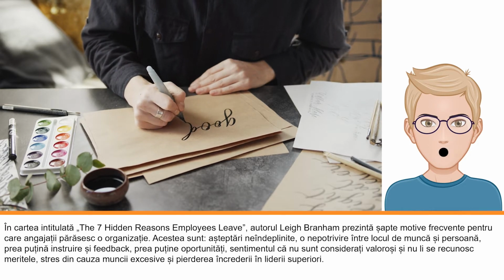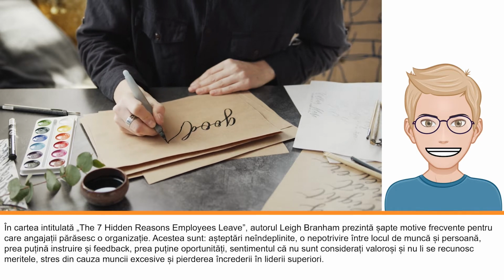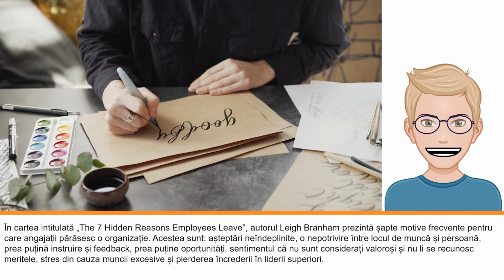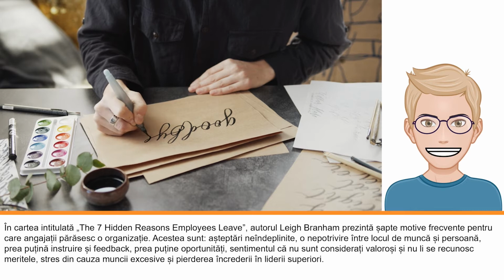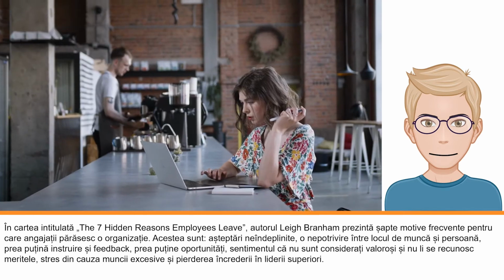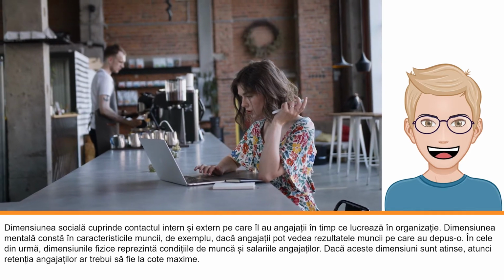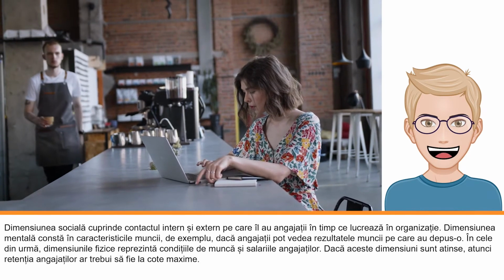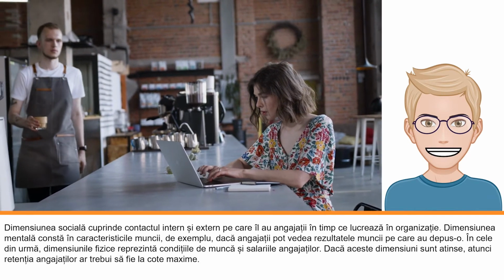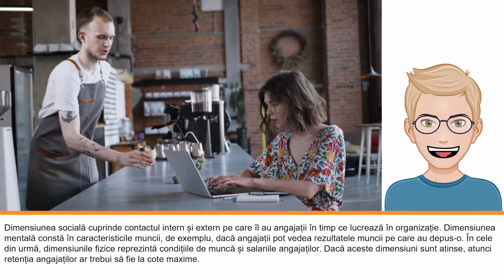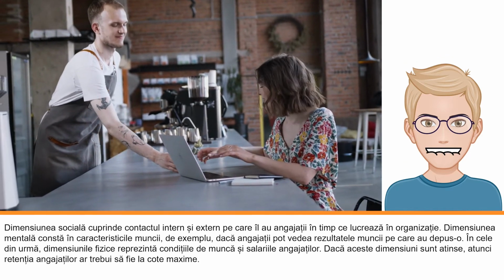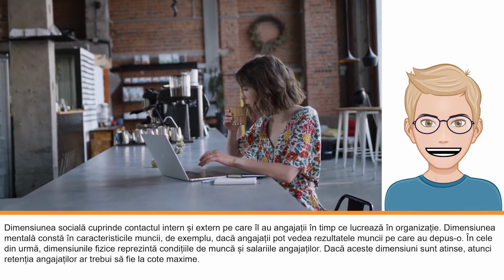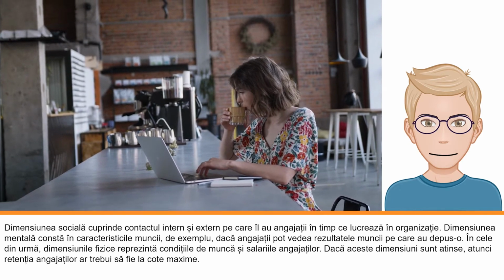These are unfulfilled expectations, a mismatch between job and person, too little coaching and feedback, too few opportunities, feeling devalued or unrecognized, stress from overworking, and a loss of trust in senior leaders. The social dimension comprises the internal and external contact that employees have while working in the organization. The mental dimension consists of work characteristics. For example, if employees are able to see the results of the work they have put in. Finally, the physical dimensions constitute working conditions and employees' pay. If these dimensions are fulfilled, then employee retention should be maximized.